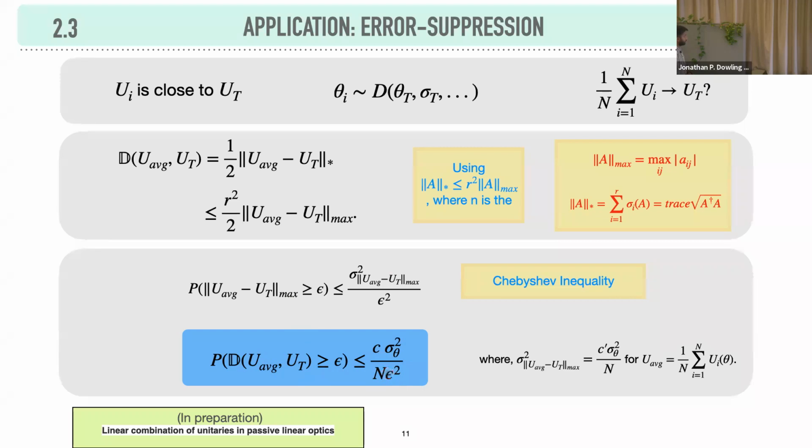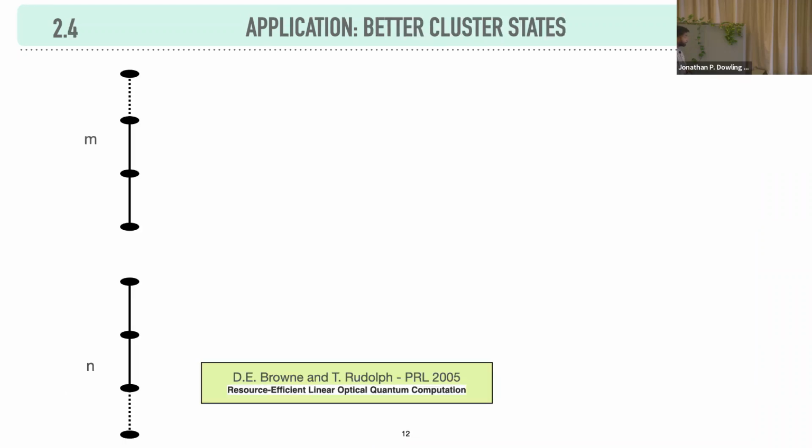And so basically for every epsilon, we can choose a large enough n to show that you can actually converge to the target unitary. Just like that, another application that we recently looked at is in the case of fusion gates.